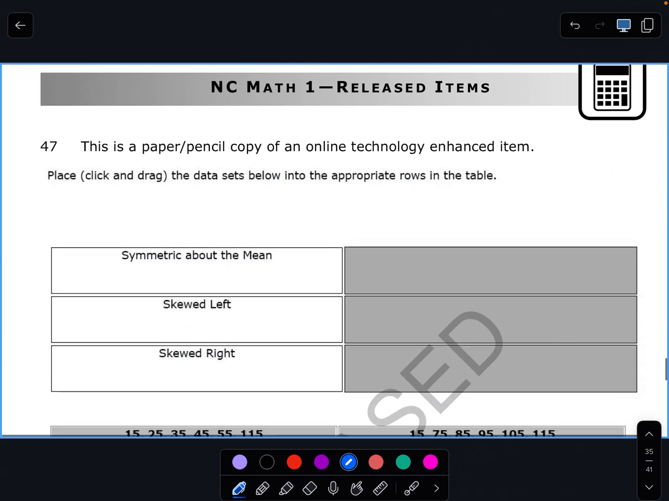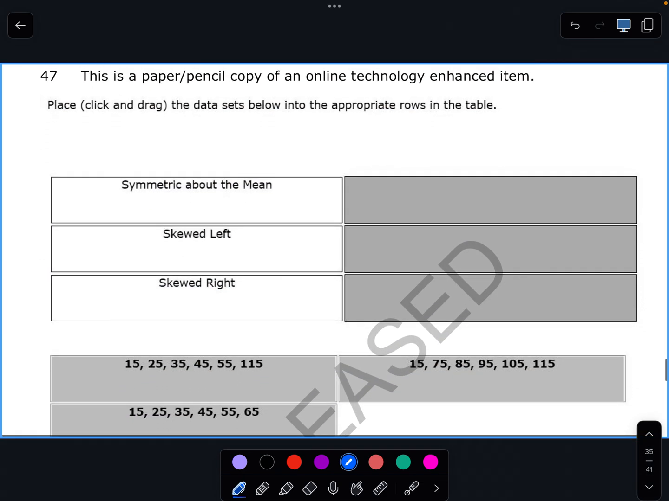Okay, this next one says, please click and drag. So this would be a drag and drop on the computer test. It says we're looking for data that is symmetric about the mean, data that is skewed left, data that is skewed right. So if we look at the numbers, you could put this into your calculator, but it's actually pretty easy to determine based on the data we're given.